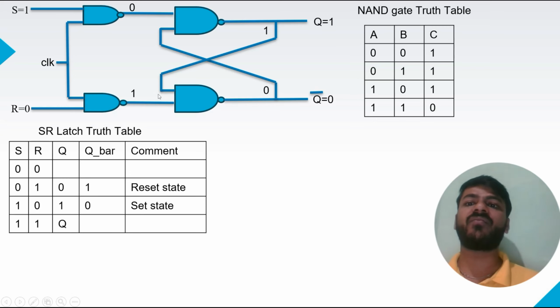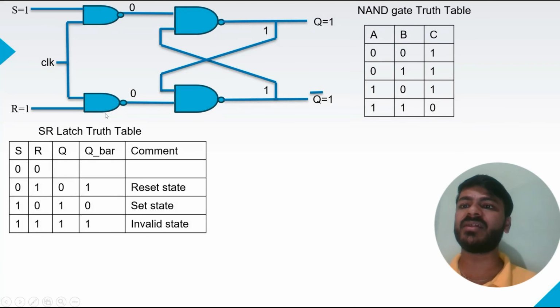This Q is going as feedback for this NAND gate, so 1 and 1, the output of Q bar is 0. Again we got the complement. So this time my flip-flop is in the set state when my value of S is equal to 1 and R is equal to 0, so my flip-flop is in the set state.